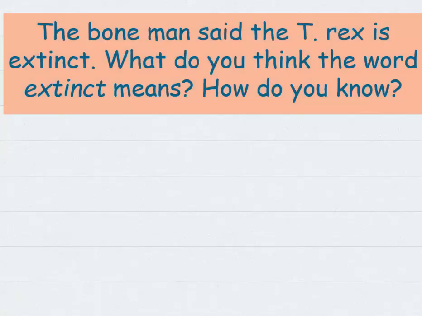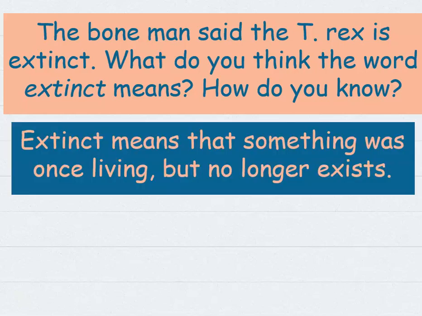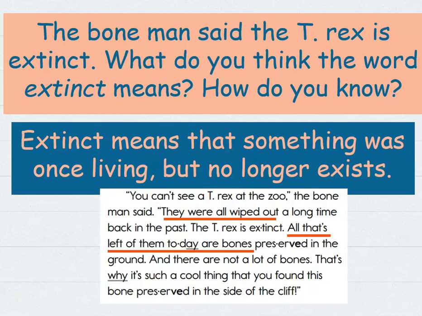The Bone Man said the T-Rex is extinct. What do you think the word extinct means? How do you know? Extinct means that something was once living, but it no longer exists. I know because in the story, the Bone Man said they were wiped out a long time ago. All that's left of them today are bones preserved in the ground.